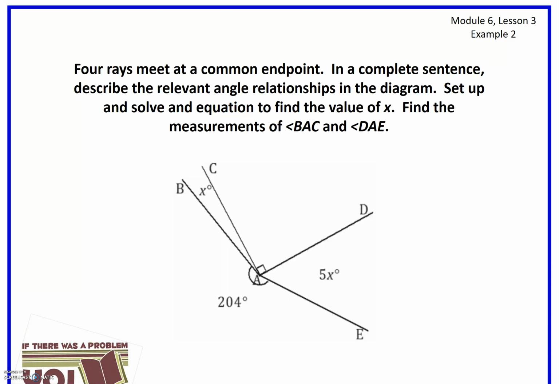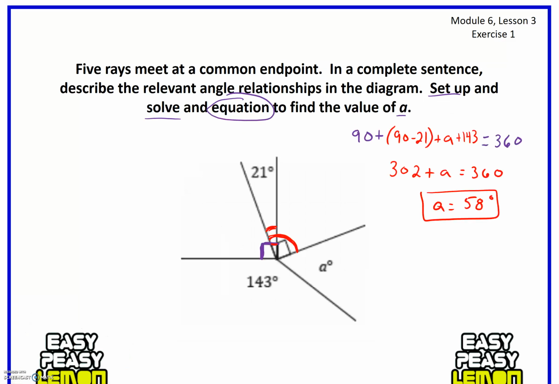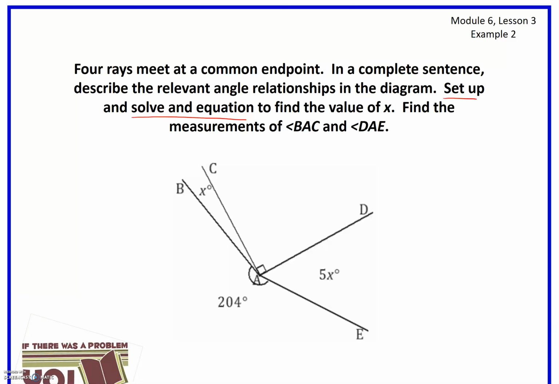Example 2. 4 rays meet at a common endpoint. In a complete sentence, describe the relevant angle relationships in the diagram. Set up and solve an equation to find the value of x, and then find the measures of angle BAC and angle DAE, which would be this angle.